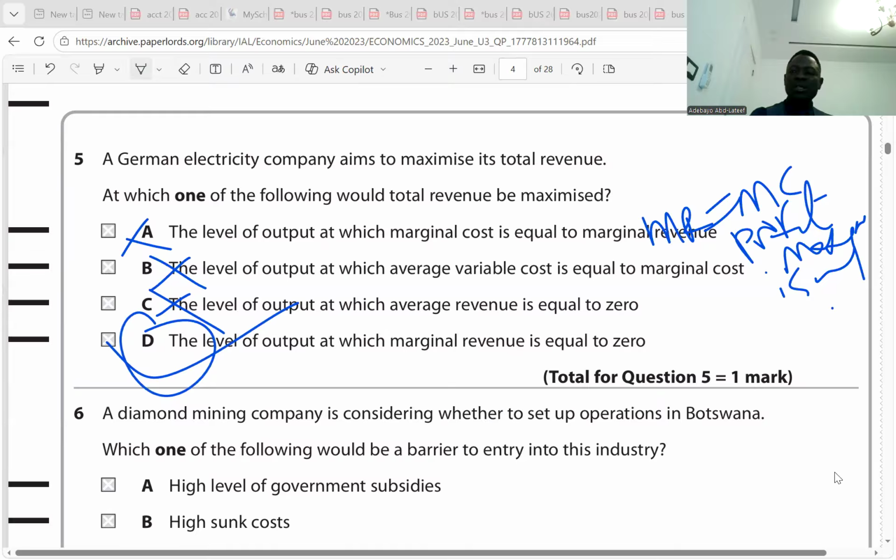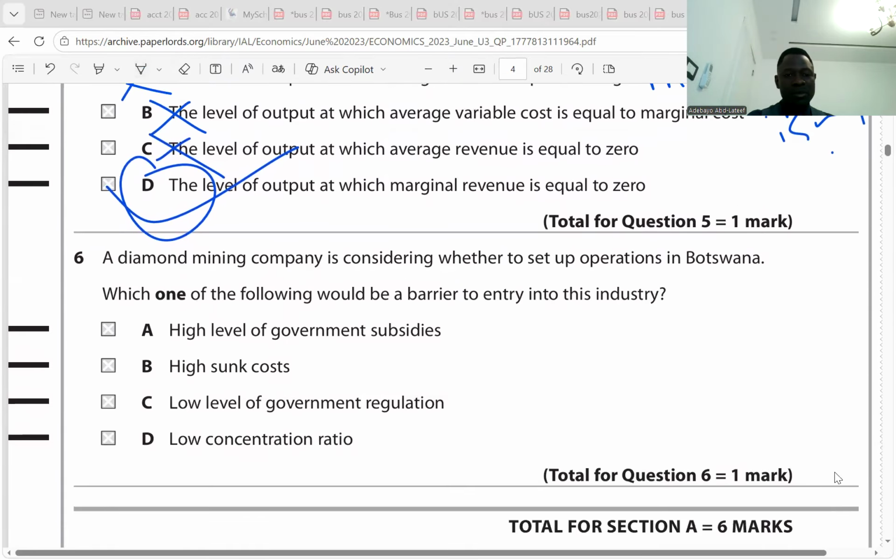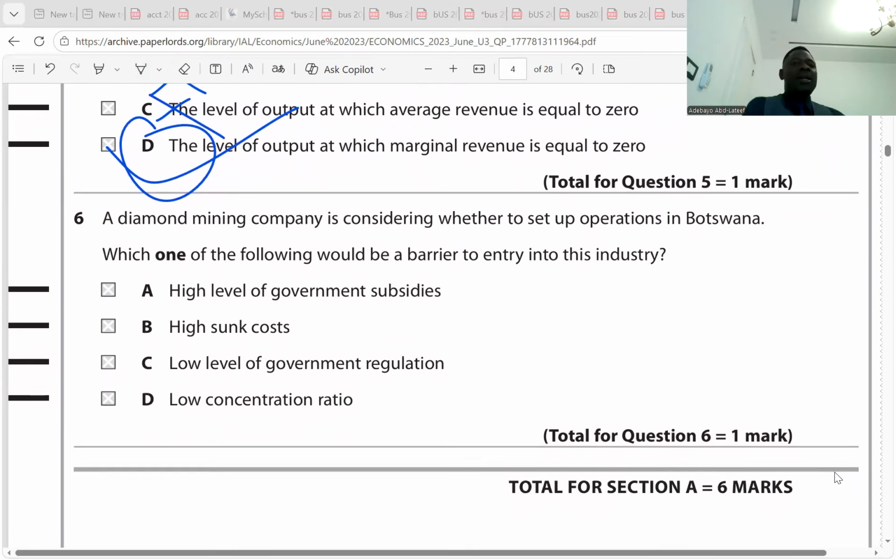So go to question 6, which is the last MCQ question. A diamond mining company is considering whether to set up operations in Botswana. Which one of the following would be a barrier to entry into this industry? A: high level of government subsidies. With government subsidies, that would attract firms to want to set up in Botswana. So it's not A.